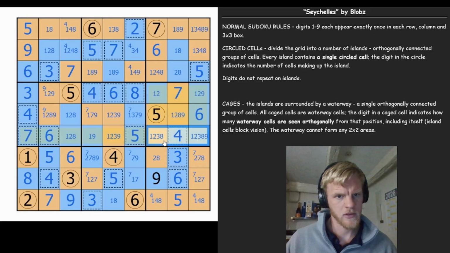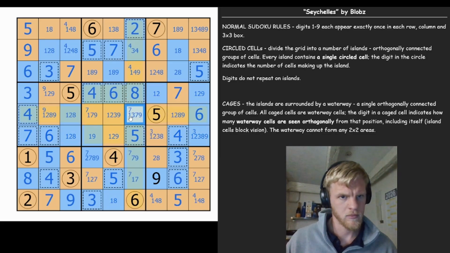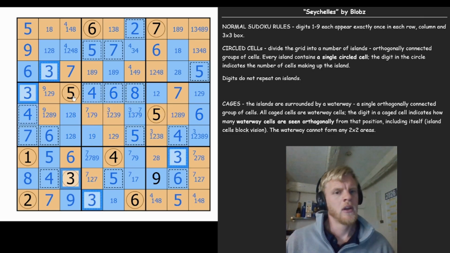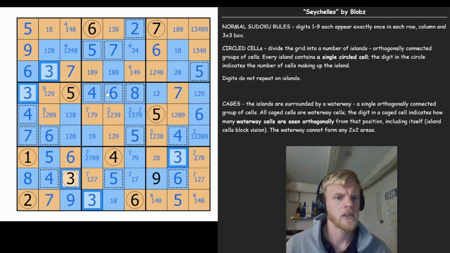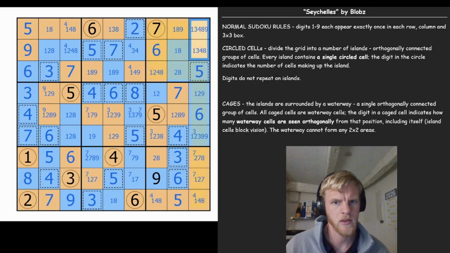Threes. 3 is in the bottom here. So this is not a 3, but one of those two. At least got rid of one pencil mark. Okay, and 3 is in here, so not in here. Not a 3, not a 3. We get the 3 here.